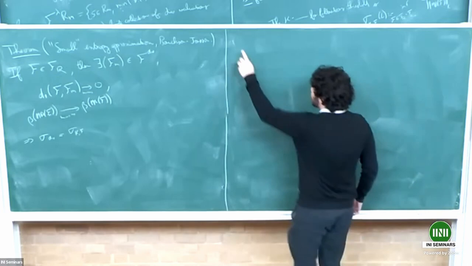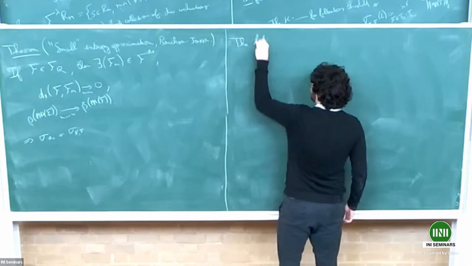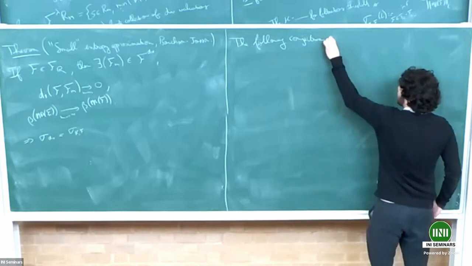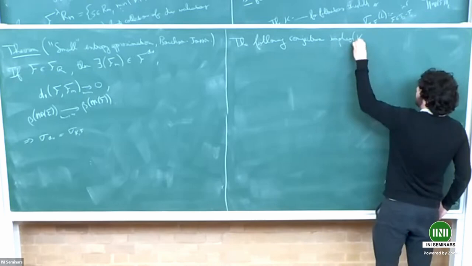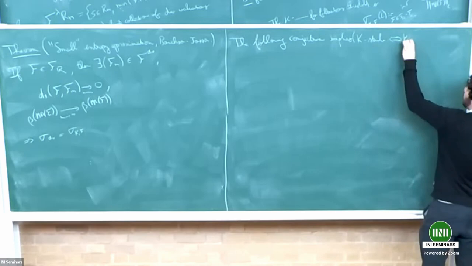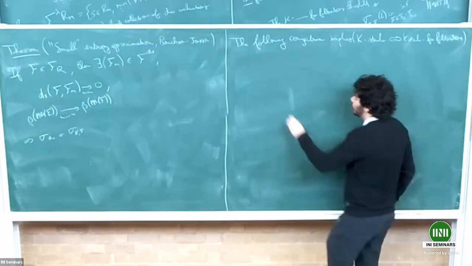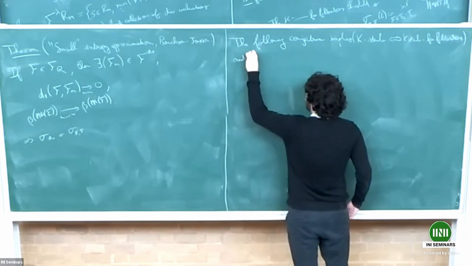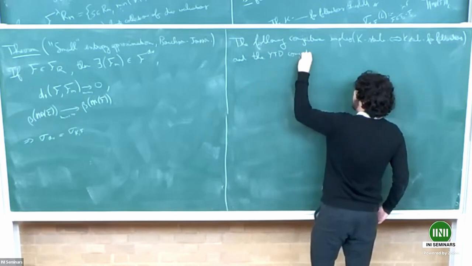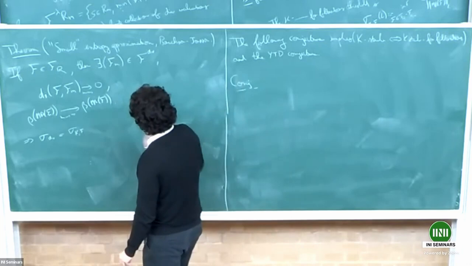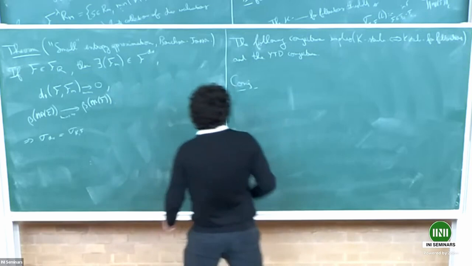The following conjecture implies that K-stability is equivalent to K-stability for filtrations. And I suppose it is Jonsson's conjecture as well. It has the same properties that we want, except the approximation is from test configurations to divisorial measures, or divisorial filtrations. So I guess this is the entropy approximation.